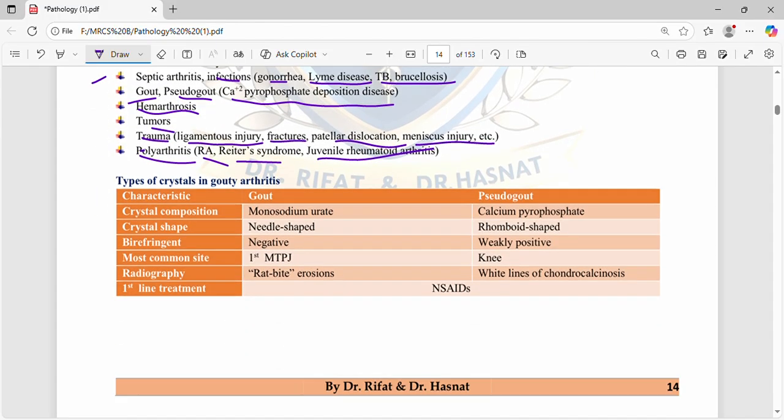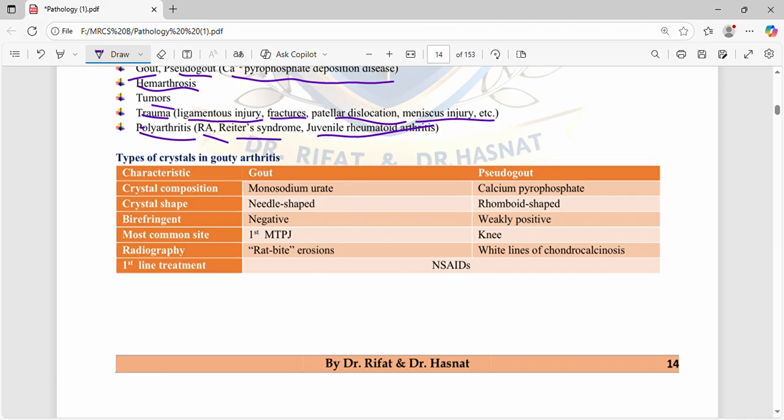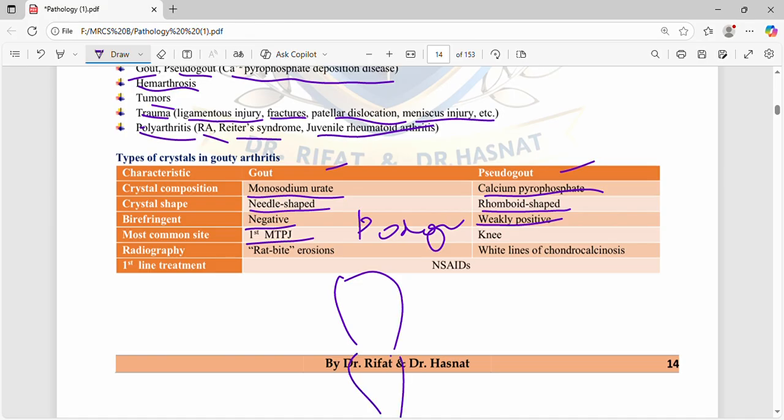What are the types of crystals in gouty arthritis? Gout and pseudogout. We have monosodium urate in gout, needle shaped, negatively birefringent, and calcium pyrophosphate in pseudogout, rhomboid shaped, weakly positive birefringent. Gout involves the first metatarsophalangeal joint, which is called podagra. The knee joint is most commonly involved in pseudogout. Radiography shows rat bite erosions in gout and white lines of chondrocalcinosis in pseudogout. The first line treatment for both is NSAIDs.